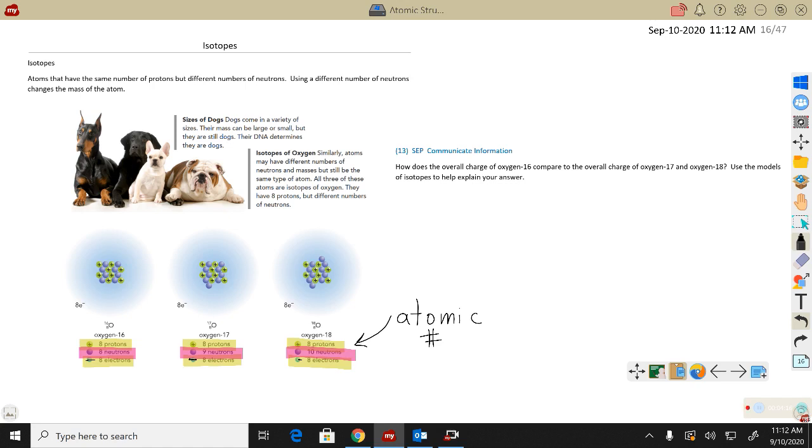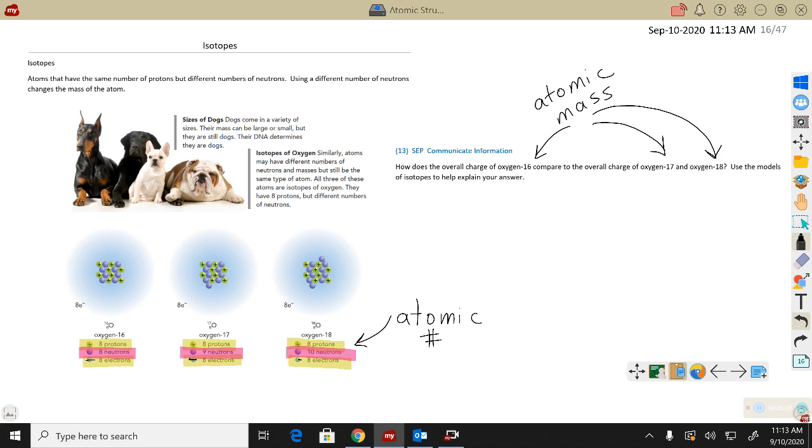And so when you look at question 13, communicate information: how does the overall charge of oxygen-16 compare to the overall charge of oxygen-17 and oxygen-18? First we have to remember that this is just one way of showing a particular isotope. This number at the end, the 16, the 17, the 18, that's the atomic mass. If I know the mass, and I know that it's oxygen, I can look at my periodic table and find that oxygen has an atomic number of 8, which means 8 protons. Then as long as I know the mass, I can figure out the number of neutrons.